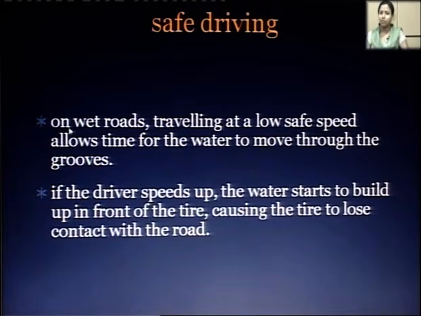The next example is wet roads. Traveling at a low, safe speed allows time for the water to move through the grooves, but if the driver speeds up, the water starts to build up in front of the tire, so it causes the tire to lose contact with the road, which leads to less friction and leads to an accident.